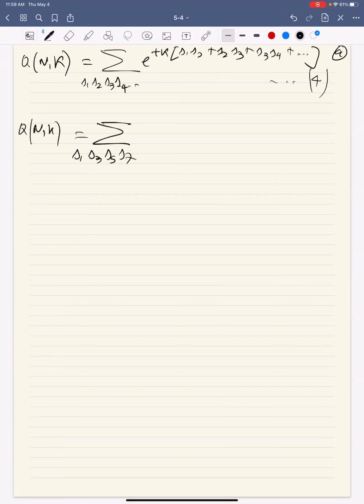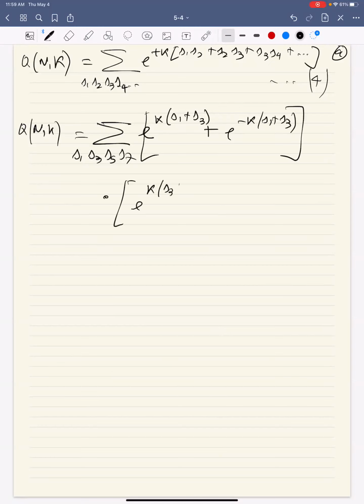And it looks a bit different. If you remember, it looks like e to the power k(S1 plus S3) plus e to the power minus k(S1 plus S3), right? Multiplied by e to the power k(S3 plus S5) plus e to the power minus k(S3 plus S5), so on and so forth, right?